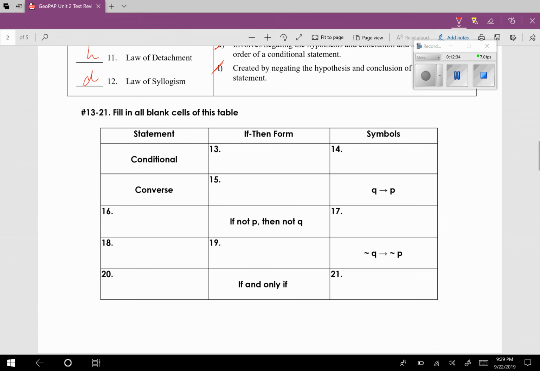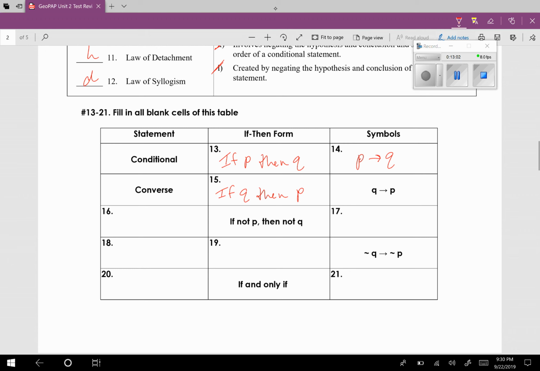Okay, fill in all the blank cells in this table. Okay, so the first thing, conditional. Well, it's if P then Q. So that's P arrow Q. Okay. Converse, you just switch your hypothesis and conclusion. So it's if Q then P. And again, we have the symbols there, Q then P.